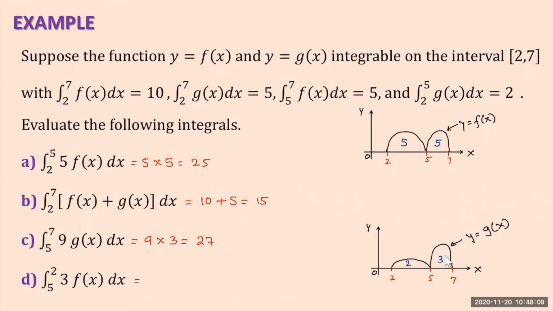Now in part D, integration from 5 through 2 of 3 times f of x. 3 is a constant multiple. We can take that out, times the integration from 5 through 2 of f of x. 2 through 5 is 5. And here it is from 5 through 2. It is in the opposite direction. 5 through 2, it will be the negative of that. So negative 5, which is equal to negative 15. So this is how we can use the properties to evaluate the definite integrals.